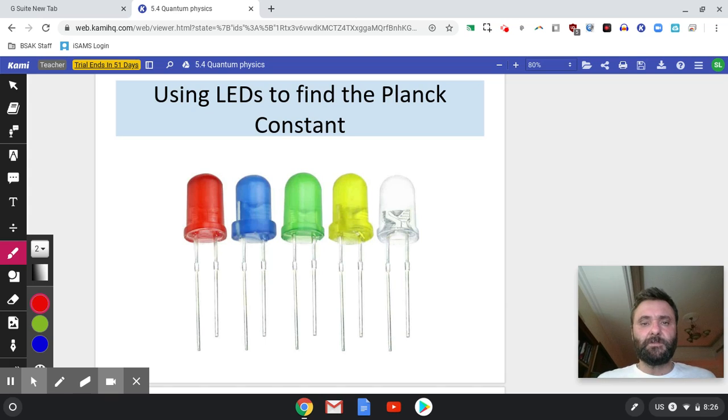Hi, Year 12. Right, another week, and I've got another practical to measure the Planck constant for you. It's quite easy, this one. So let's see what sort of value for h we get with some LEDs.